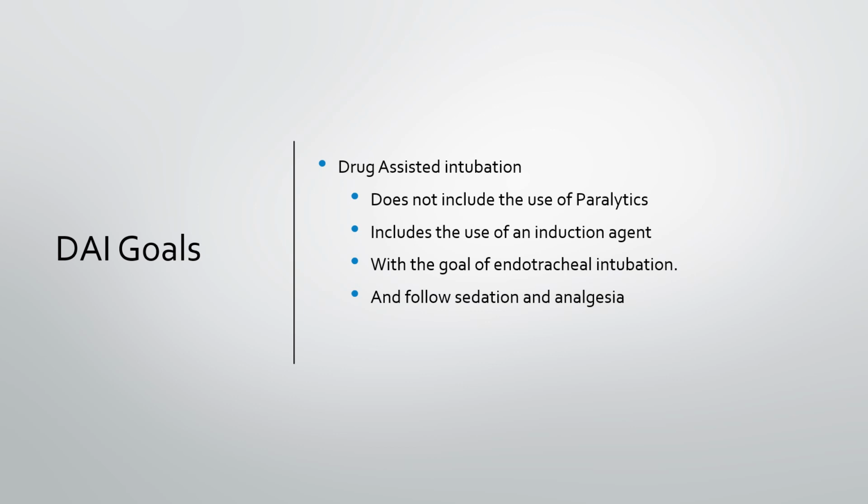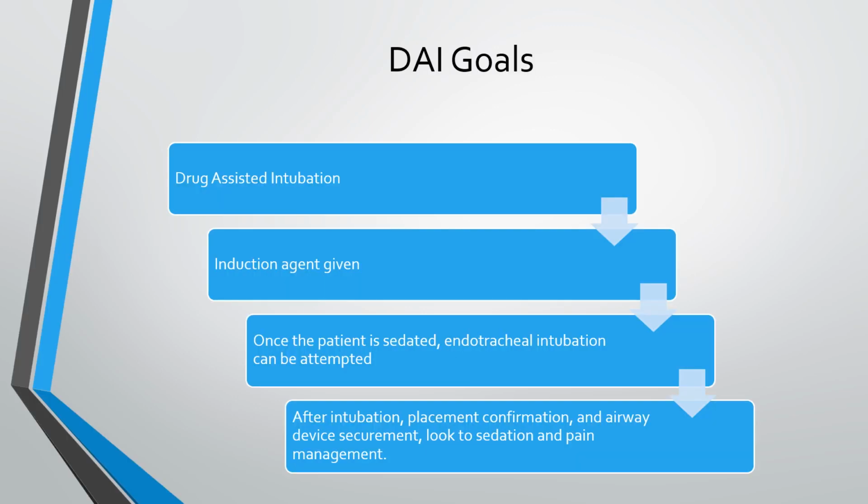Drug-assisted intubation. For the statement in class, yes, I know it can include paralytics, but just for differentiation between the two, we're just calling this DAI. So that top line doesn't matter quite as much. I kind of made this and altered just a few things. I was just trying to clarify because this question continues to come up. In general, DAI for the purpose of the class doesn't necessarily include paralytics, but does include the use of an induction agent with the end goal of endotracheal intubation and follow-on sedation and analgesia. Decision made, induction agent given. Once the patient is sedated, endotracheal intubation can be attempted, then placement confirmation and airway device secured.